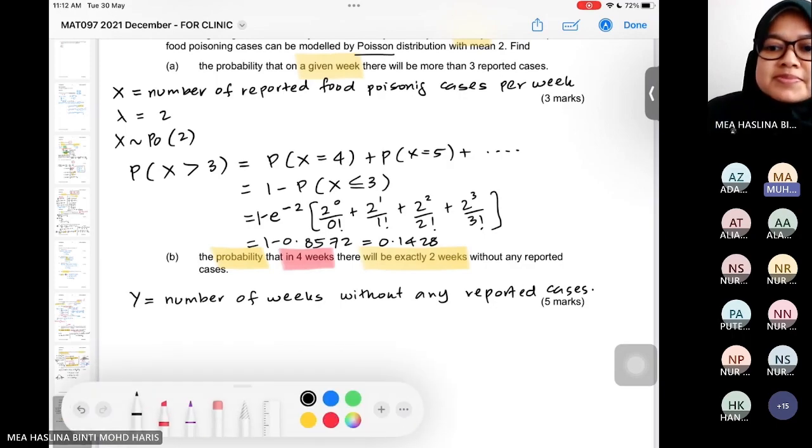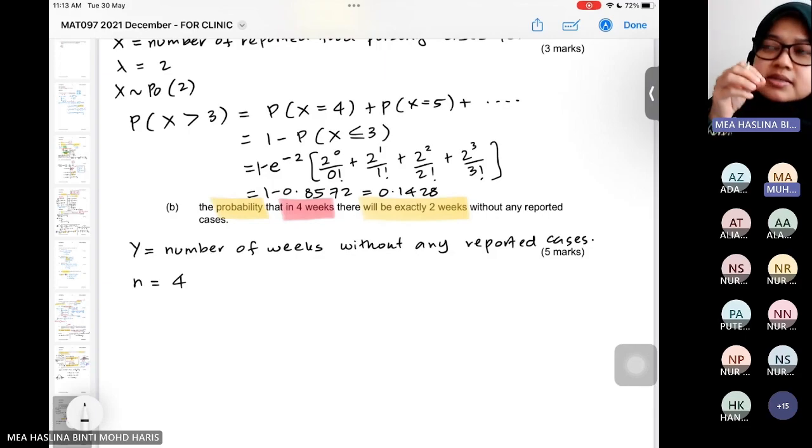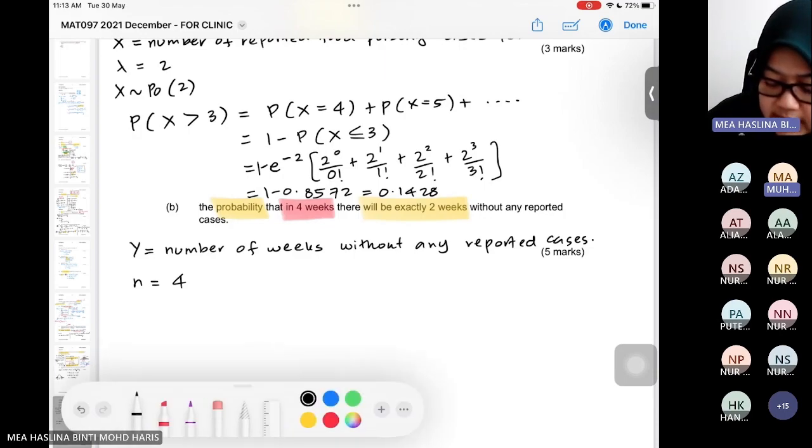Anyone like to try? In 4 weeks, so referring to what? N. Okay, so N equals 4, because from 4 you would like to know the probability of 2. So you have number of trials 4, you want the probability for 2 only. But when you mention N and relate it with the random variable, that means we are trying to relate this with binomial. So when binomial, you have to identify the success event.